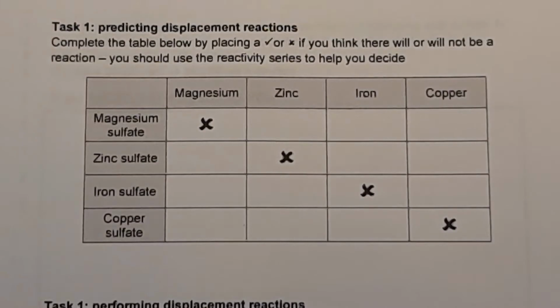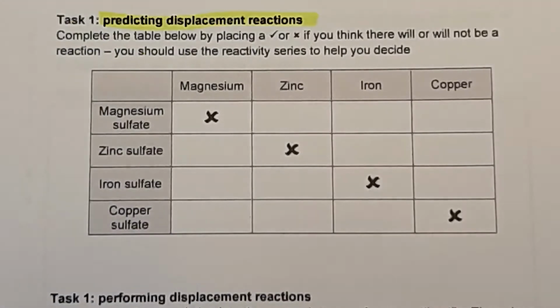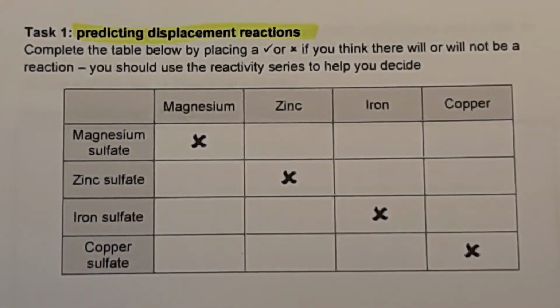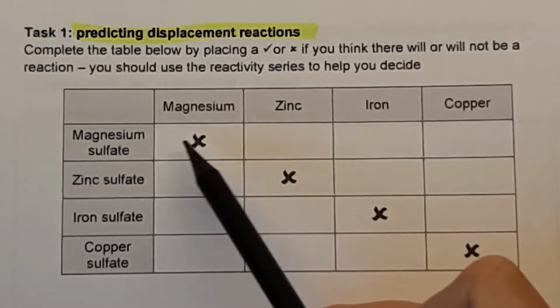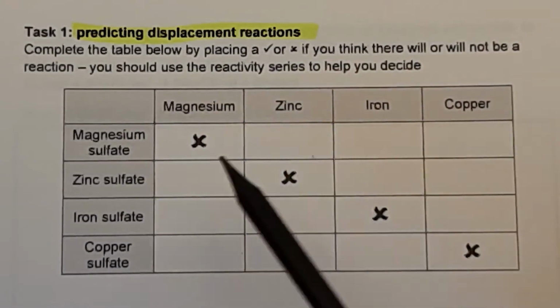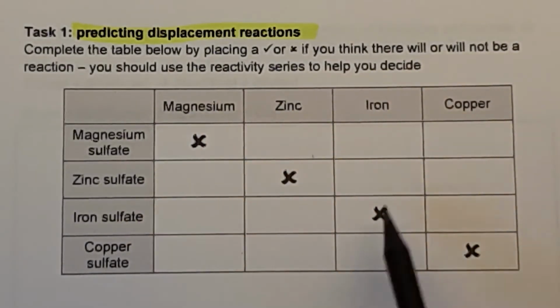So we're moving on to page 27, predicting displacement reactions. So your task is to complete the table below by placing a tick or a cross to show whether you think there will or will not be a reaction. And you will need to use your copy of the reactivity series to help you. So we've got some crosses in here already because we know that magnesium is not going to displace magnesium sulfate from its solution because it's the same metal. Same with zinc and zinc sulfate, and iron sulfate, and copper sulfate.